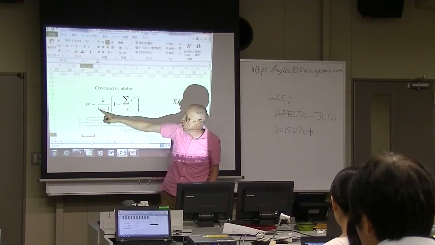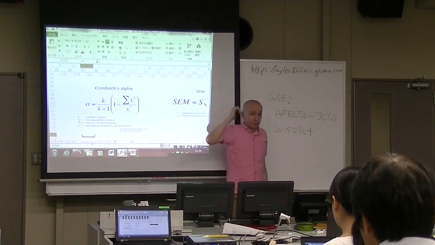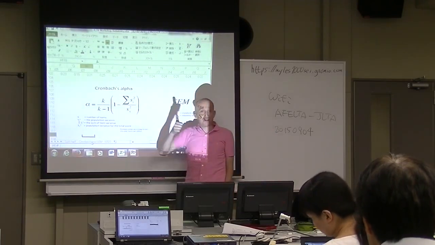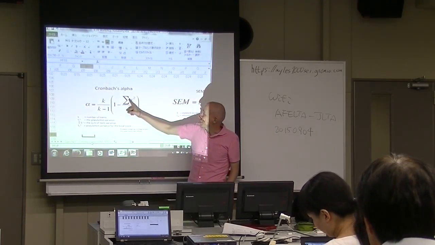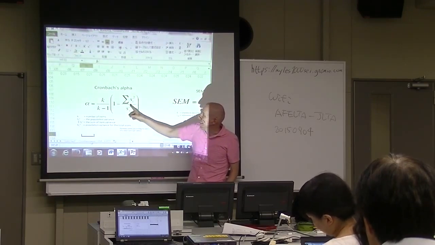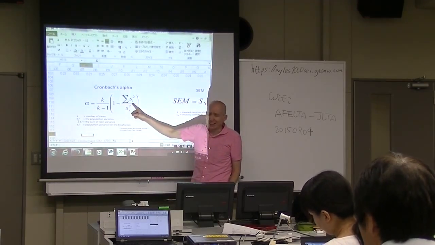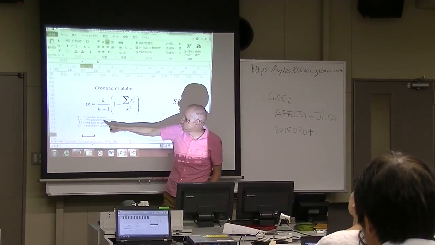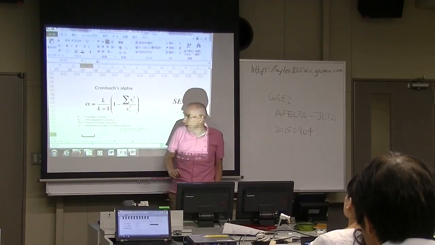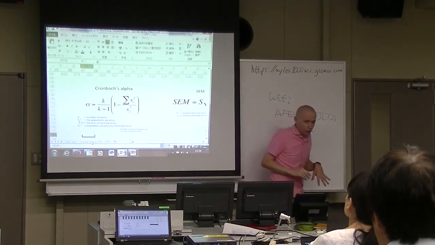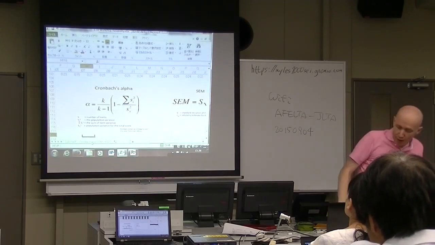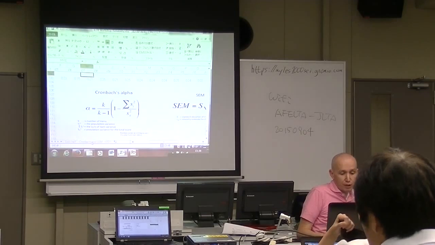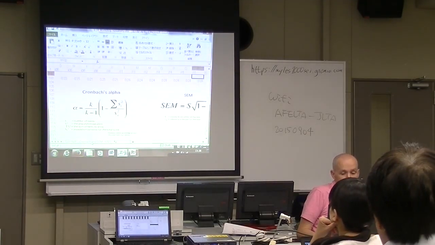Okay, so 20 over 20 minus 1, 20 over 19. That part's easy, yes? 1, also easy. Yeah, that's kind of scary looking. So we've got the population variance and the sum of the item variance. It's all very complicated, which is why it's written here. Now, one of the reasons I've given you the workbook is so you can look at what these numbers are.